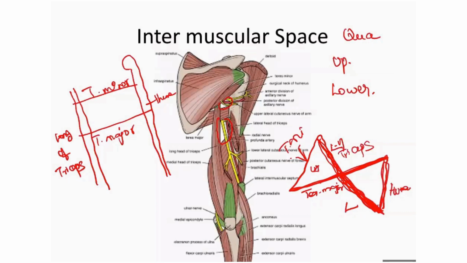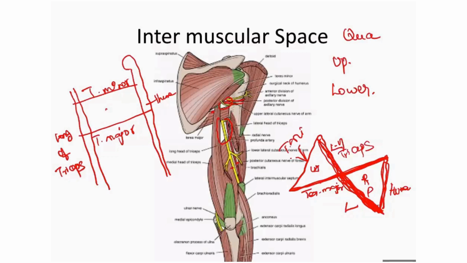The lower triangular space contains the radial nerve and profunda brachii artery. The quadrangular space contains the axillary nerve and the anterior and posterior circumflex arteries. All this theory you have to remember, no other option. You should know the boundaries and what all the contents are. And the upper triangular space contains the circumflex scapular artery. So clear, this is given in your text, you have to read this.